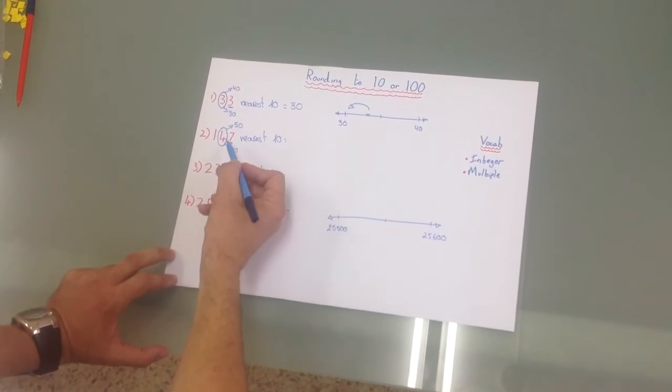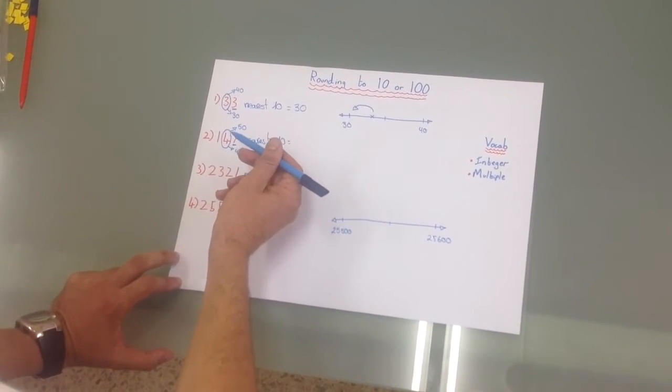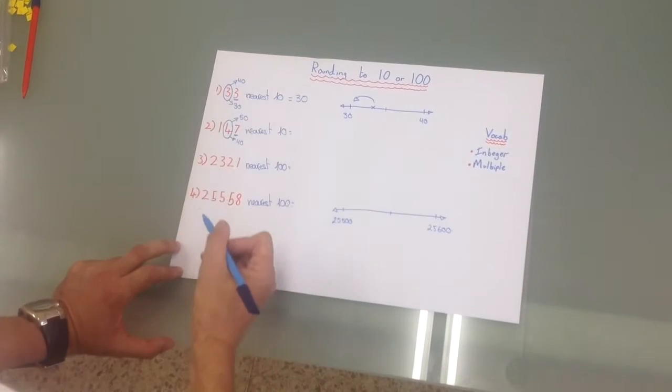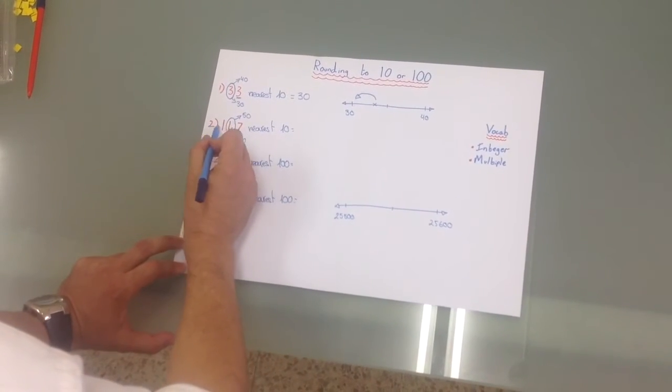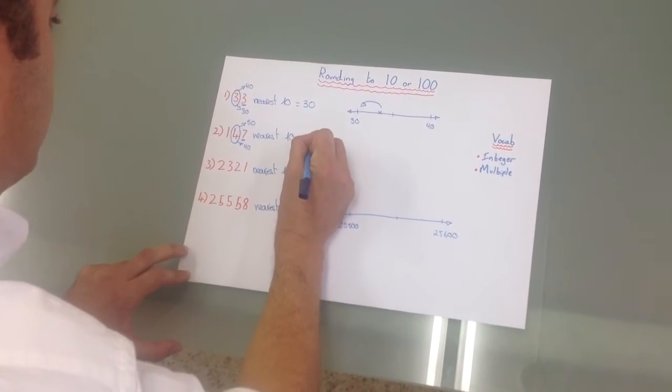Any number that is 5 or higher will round to the next one. So the answer will be 150. We've got the answer.